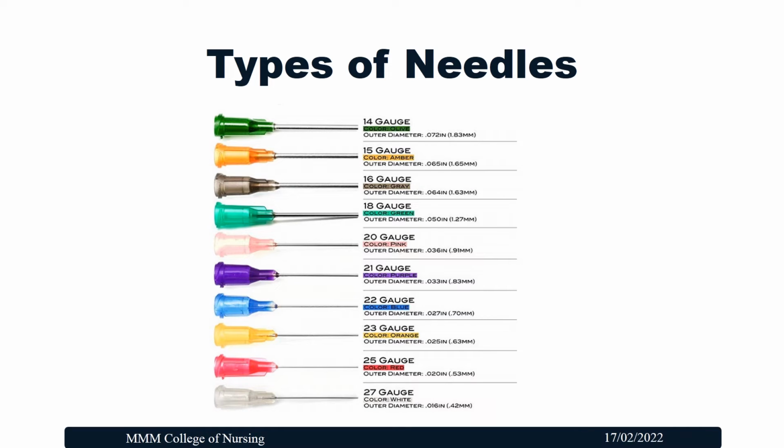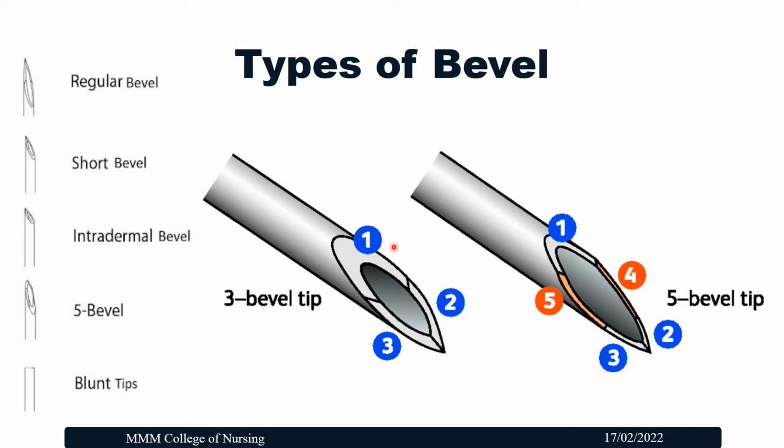The needles are available in different sizes, measured as gauge. When the gauge number increases, the size of the needle becomes smaller, and when the gauge size decreases, the size of the needle becomes larger. The length of the needle also matters. According to the type of injection, the needle size has to be chosen.